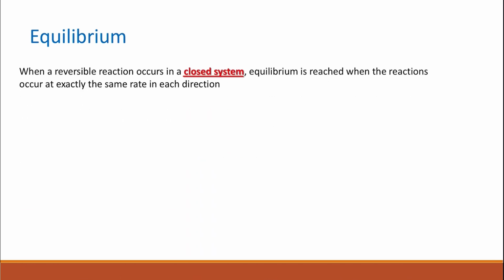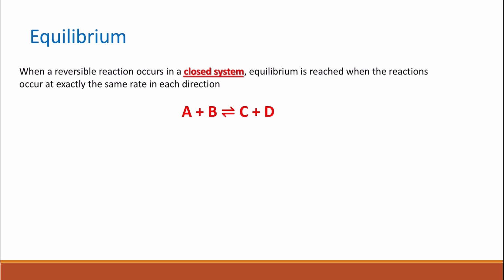Equilibrium. When a reversible reaction occurs in a closed system, equilibrium is reached when the reactions occur at exactly the same rate for both the forward reaction and the reverse reaction. What do we mean by closed system? Closed system means there is nothing that gets into that reaction and nothing gets out of that reaction.